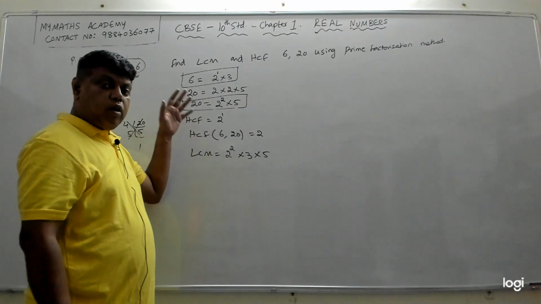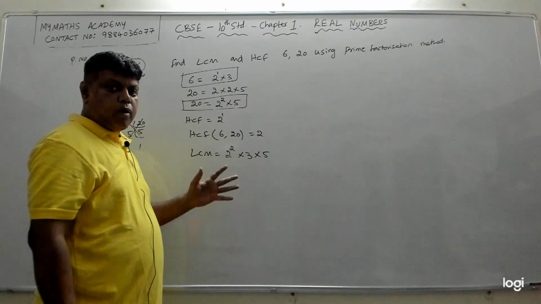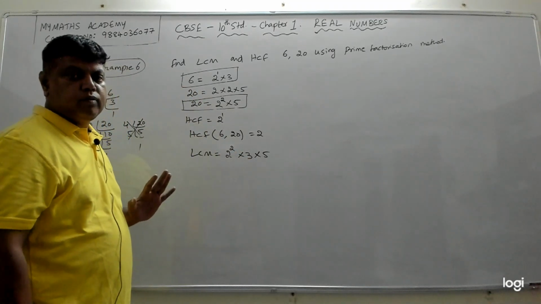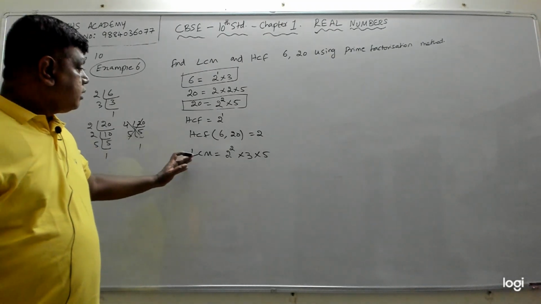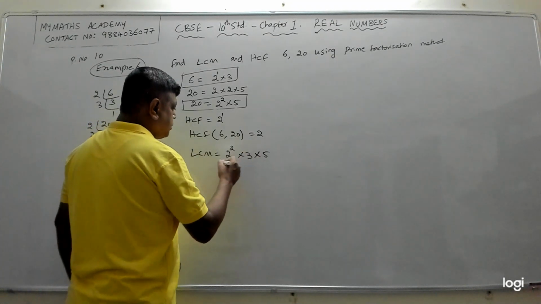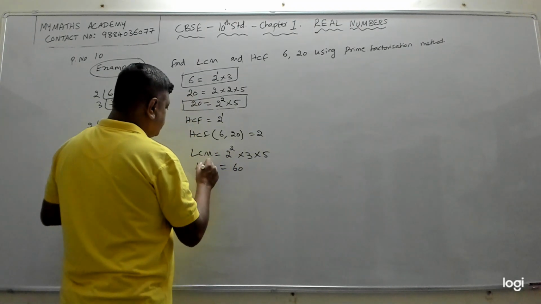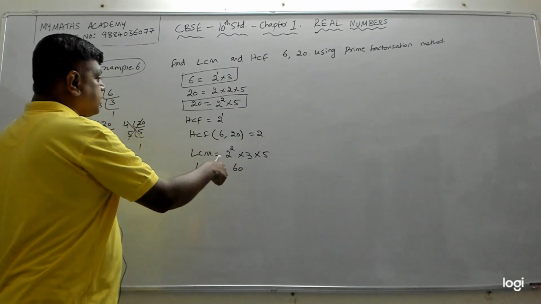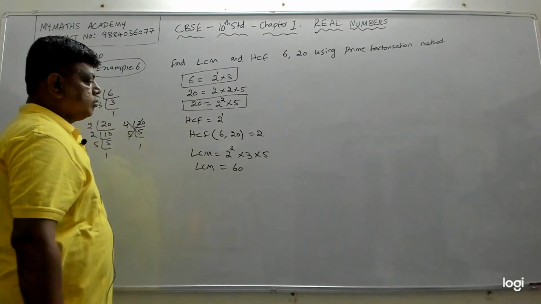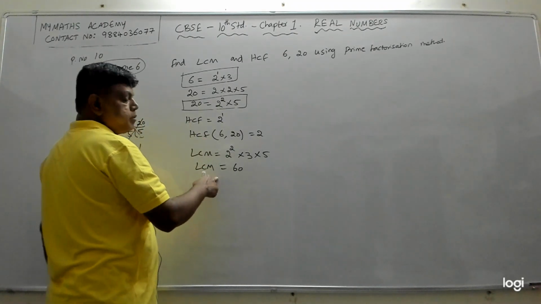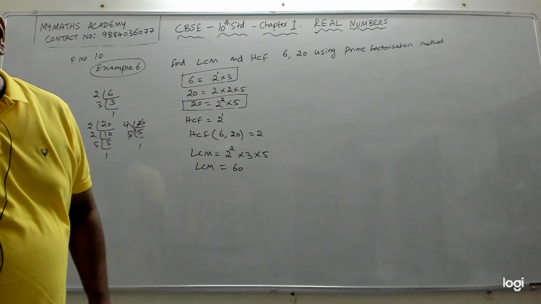In HCF you will write only the numbers which are common in both. In LCM you will write all the numbers whether they are common or not common. But if it is common, you will write the highest power. If it is not common, you will write it as it is. So this is a simple rule. Fine. So this is how we can find the LCM. Expand this. So this is 4. This is 15. 15 times 4 is 60. So LCM is what? Between these two, 6 and 20, LCM is 60. So HCF is 2, LCM is 60. That is the answer. Fine. Now let's go to example 7.